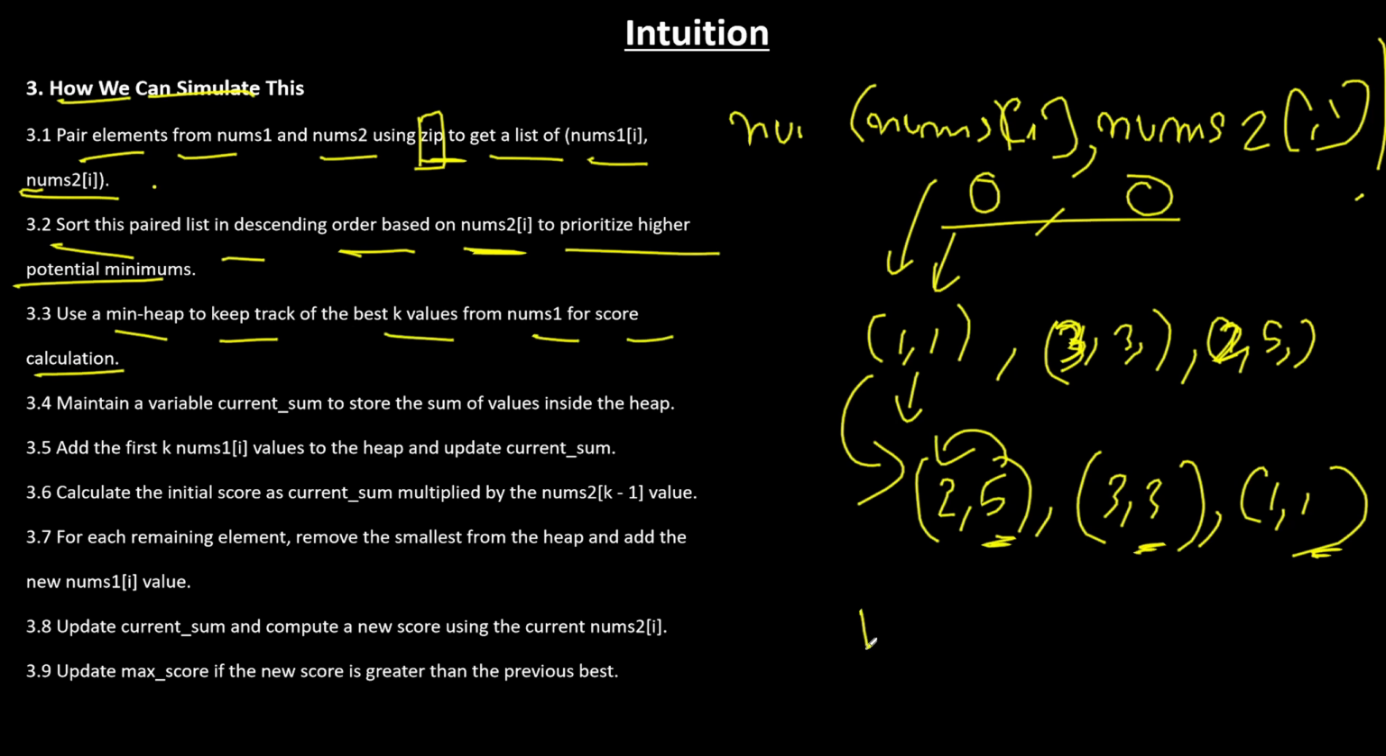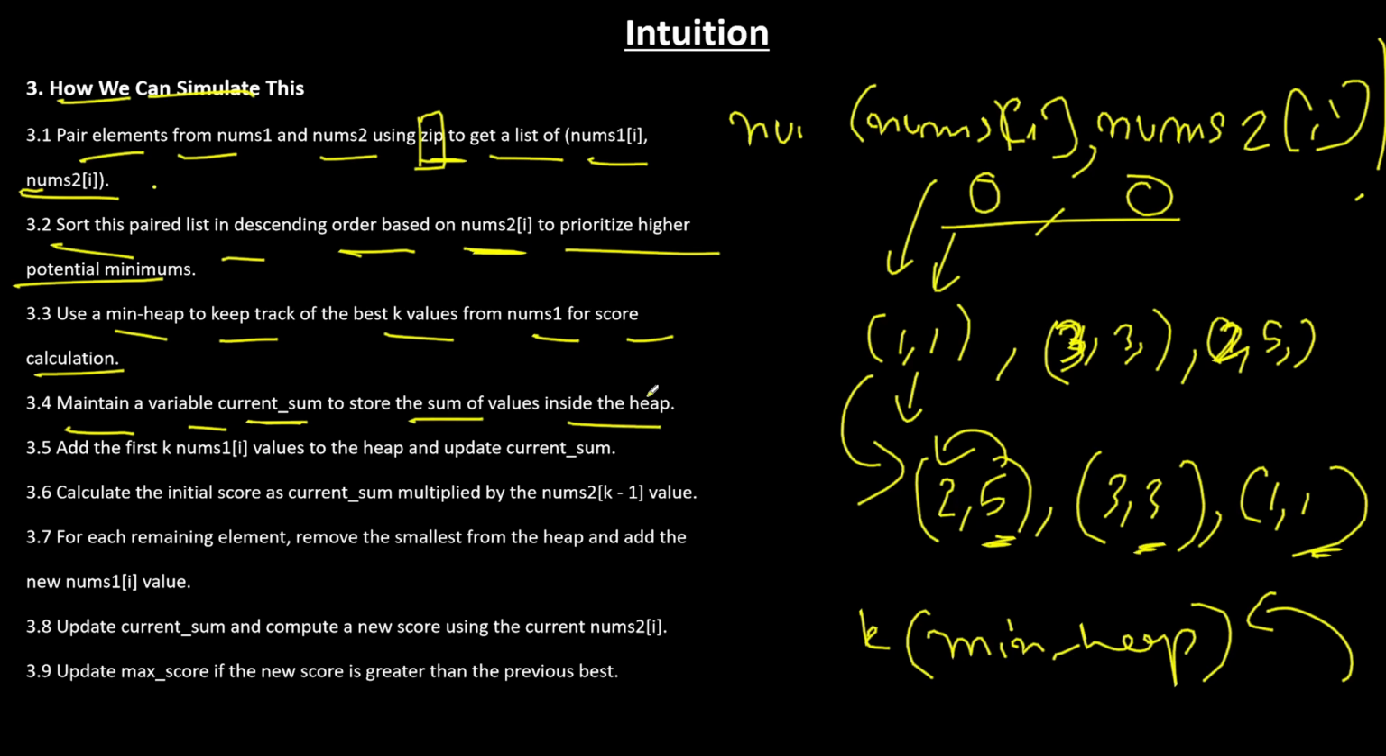Pretty easy. The first k values are kept in the min heap. So whenever another value is considered, the minimum value gets popped and the new value gets entered. So we maintain a variable, current sum, to store the sum of the values inside the heap, which is necessary because in each iteration we have to know the sum so that we could calculate its product with the minimum value.